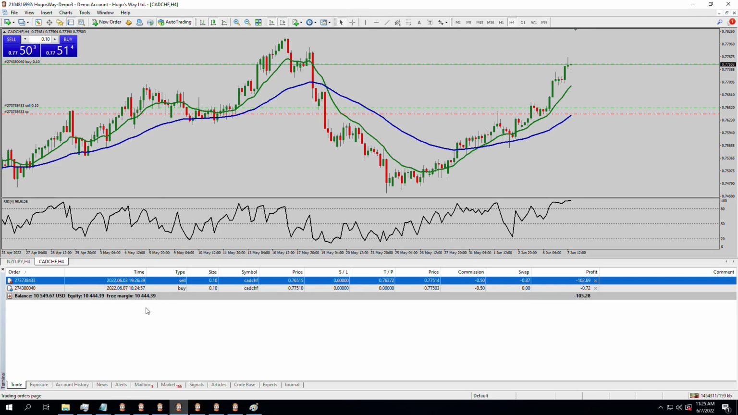Now there's a couple ways to handle this. We're going to do some analysis. Let's look at the 4-hour chart here and analyze and kind of do some brainstorming on what might happen here. And then we'll look at the lower time frames.